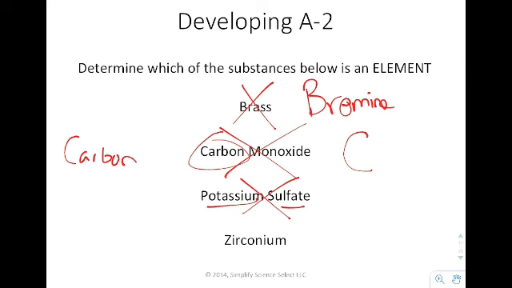The last one is zirconium. Zirconium is famous because a lot of times it's used for fake or imitation diamonds. Zirconium is on the periodic table. It's Zr, and therefore it is an element. So the only one that is an element is zirconium.